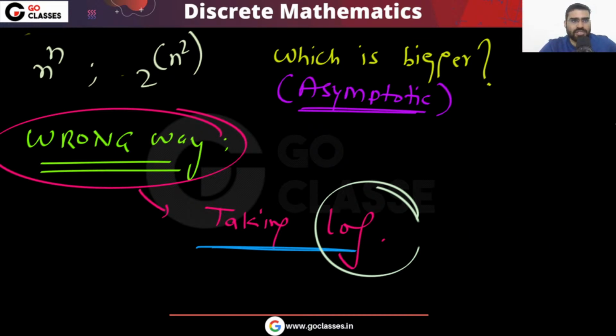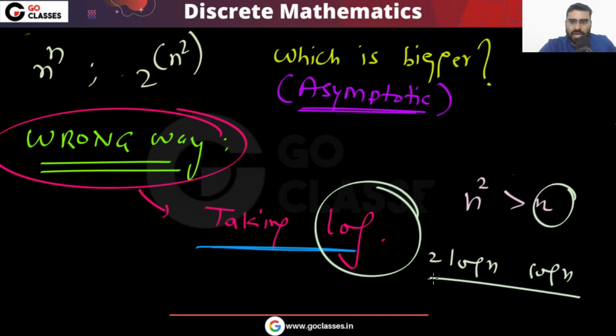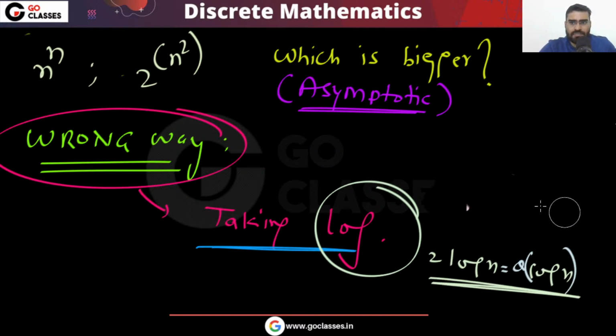For example, you can say that n square is greater than n. But if you take the logarithm of both, you get 2 log n and log n, and asymptotically they are the same. So you cannot compare them asymptotically. This is a wrong way.